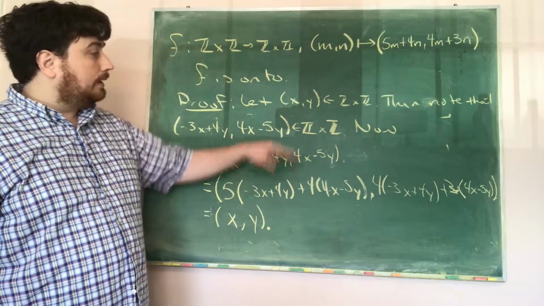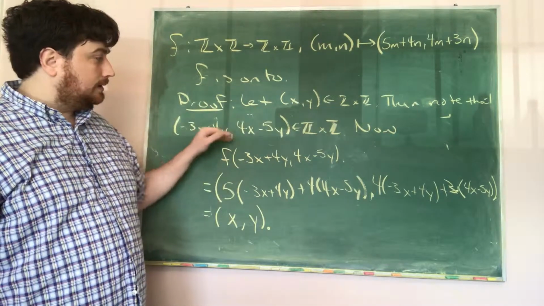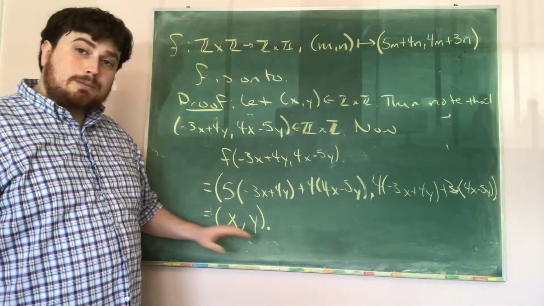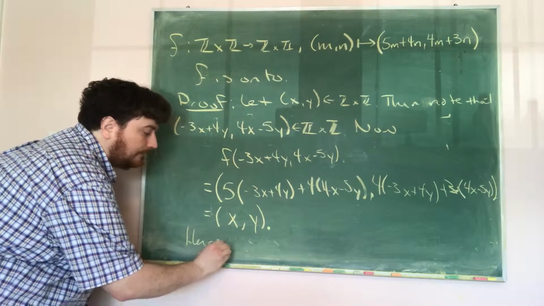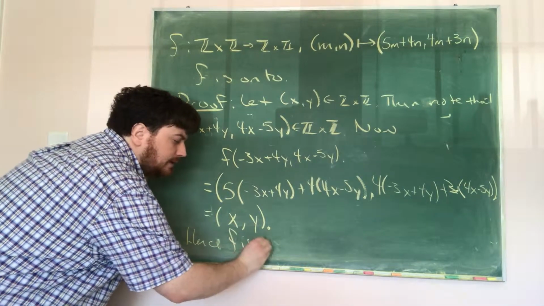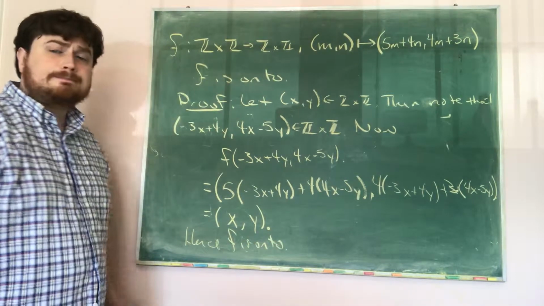So therefore, for every x and y in the codomain, there exists something in the domain that gets mapped to that thing in the codomain. Hence, f is an onto mapping.